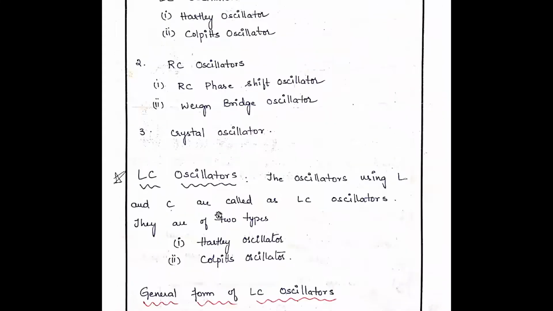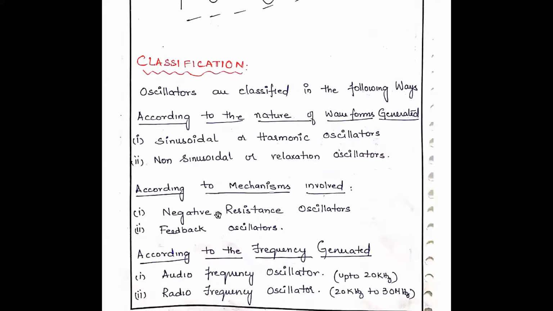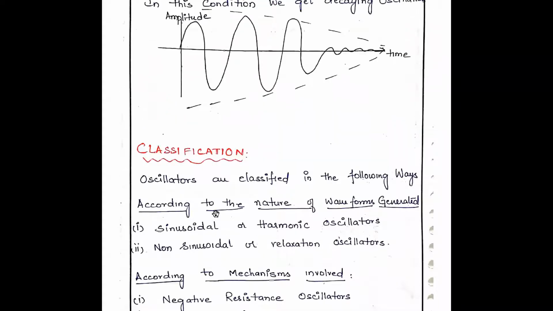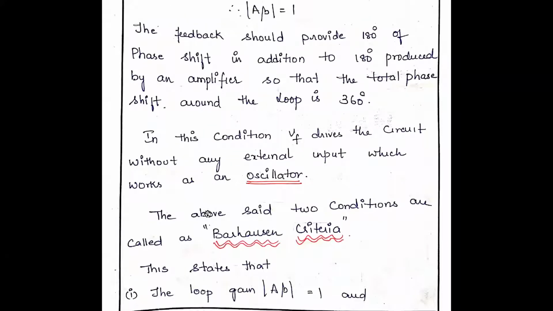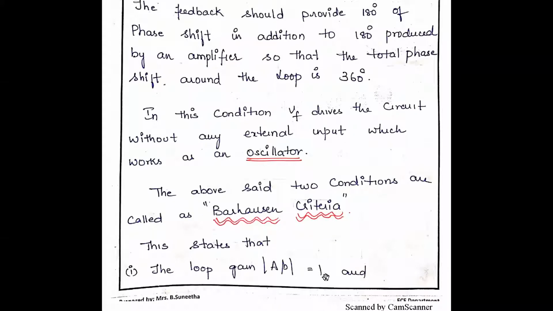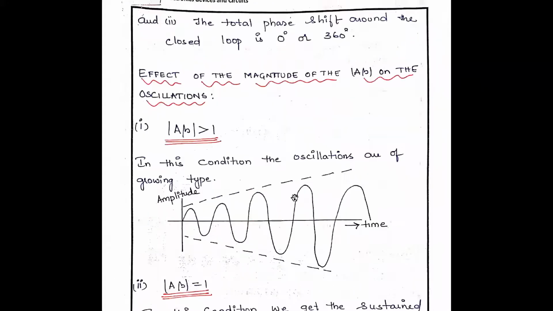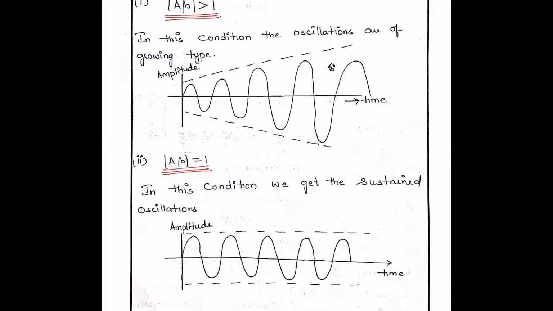A beta should be 1. The two conditions for oscillations are: mod A beta should be 1, and the phase shift around the loop should be 0 or 360 degrees. That is, the product of A and beta should be 1 and the total phase shift around the closed loop should be 0 or 360 degrees.